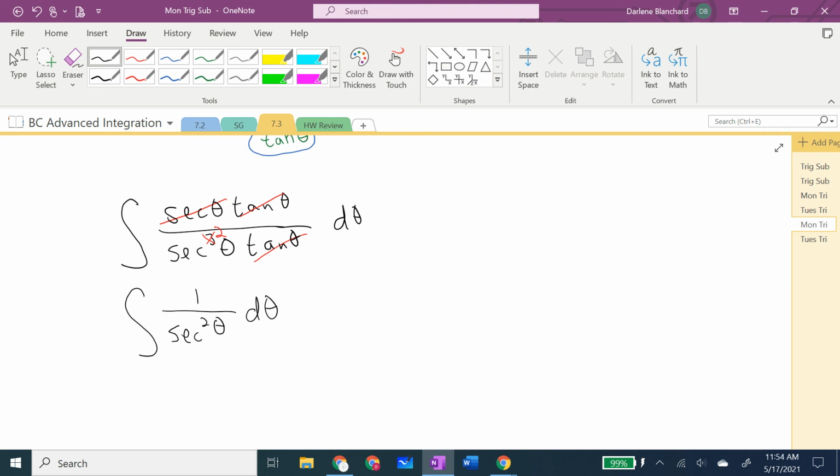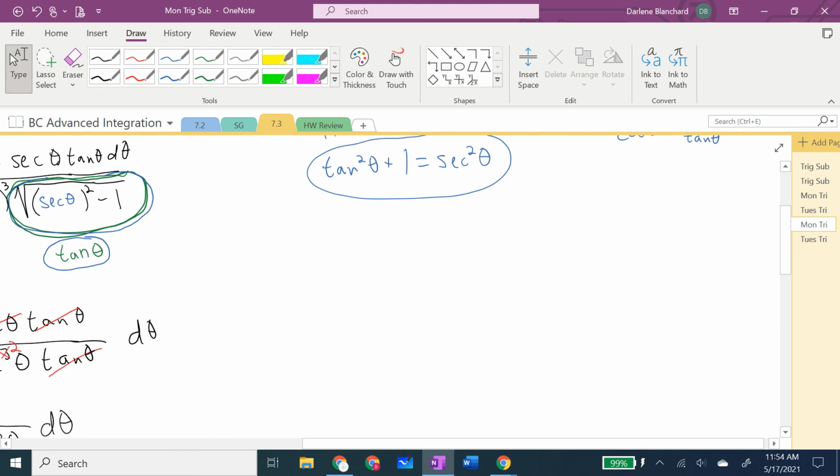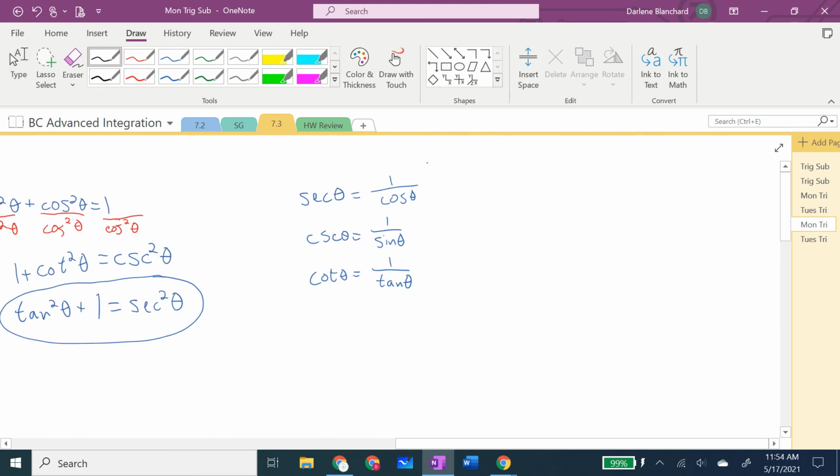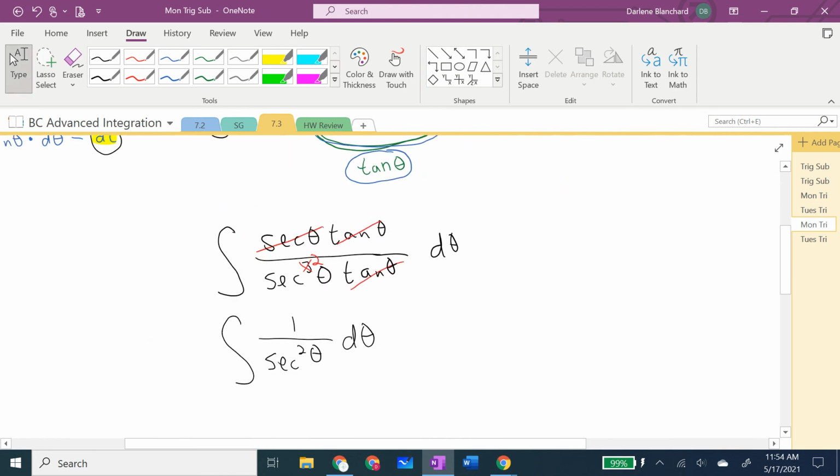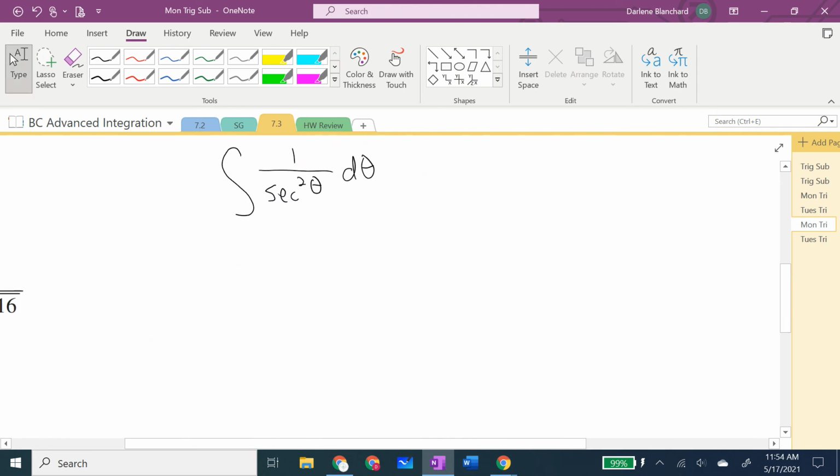But what I can always, always, always do is convert everything to sine and cosine by understanding those relationships of these two, and then the fact that tangent is sine over cosine along with this. I can convert everything to sine and cosine anytime I need to. So, what is the reciprocal of secant? Cosine. Okay, now we have a trig integral.